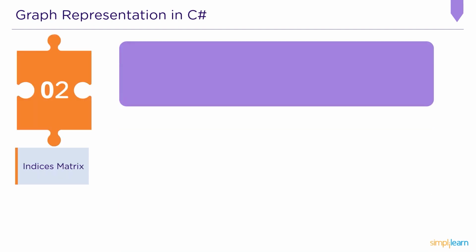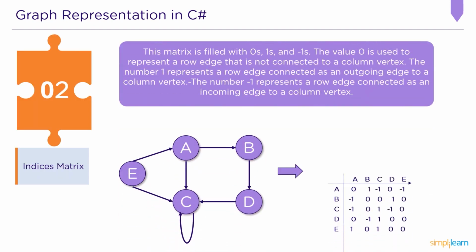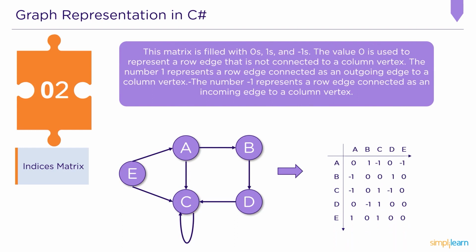The next graph representation is an incidence matrix. A graph can be represented using an incidence matrix with the following dimensions. This matrix is filled with zeros, ones, and minus ones. The value 0 is used to represent a row edge that is not connected to a column vertex. The number 1 represents a row edge connected as an outgoing edge to a column vertex. The number -1 represents a row edge connected as an incoming edge to a column vertex.